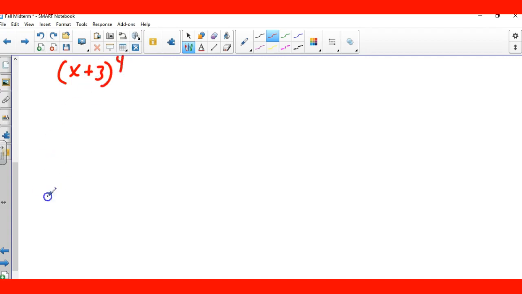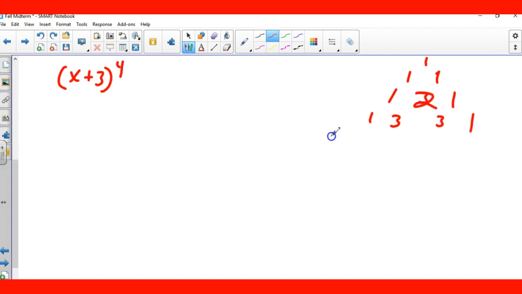Alright, we have x plus 3 to the 4th, okay? So now, we got to use our Pascal triangle down to the 4th row because the degree is 4. Alright. I'm sorry, 1, 2, 1. 1 plus 1 is 2. Now 1, 3. 1 plus 2 is 3. 2 plus 1 is 3. 1. And then 1's on the outside again. You have 1 plus 3 is 4. 3 plus 3 is 6. 3 plus 1 is 4. And 1 on the outside.